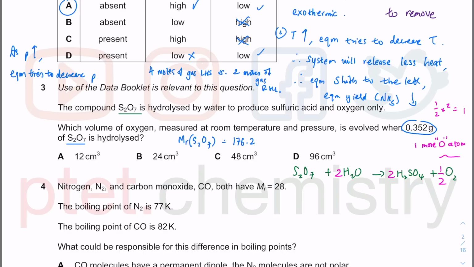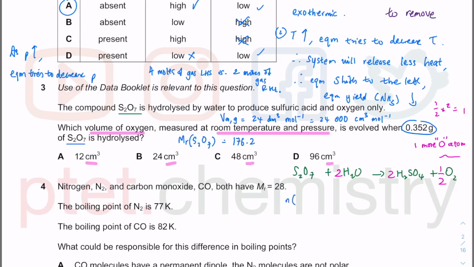What else do they want? They want the volume of oxygen. They want it measured at room temperature and pressure. From your data booklet, your periodic table shows you 24 dm cube is the volume for 1 mole of any gas at RTP. But all the question's options here, they are in cm cube. So we'll be looking to use 24,000 cm cube per mole instead of the 24 dm cube per mole because 1 dm cube is 1000 cm cube.